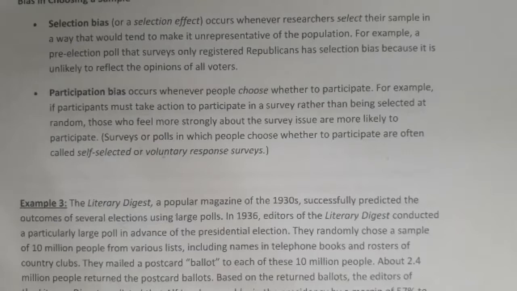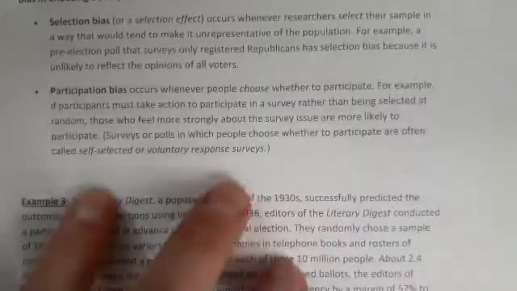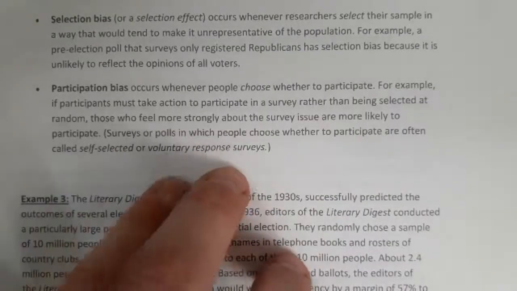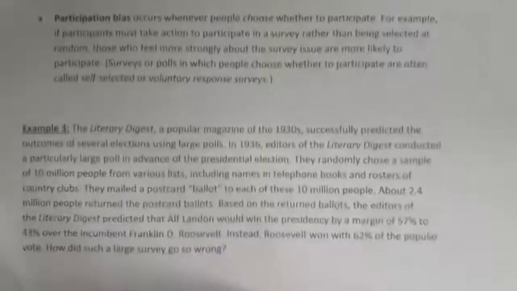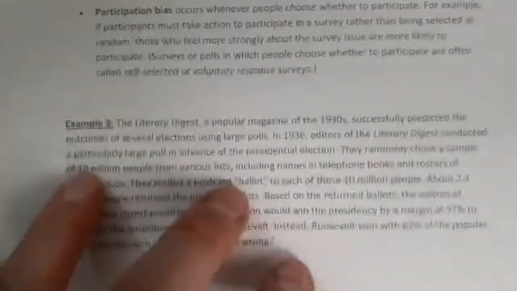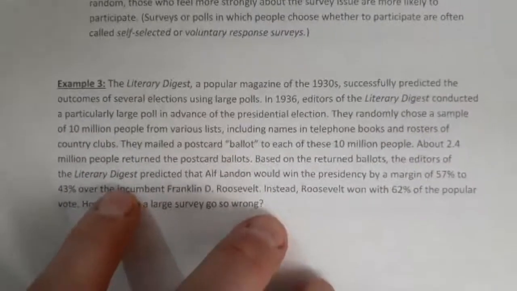So this is the town hall effect, right? You're going to get the people screaming at you a lot more than the people that are apathetic towards what's happening around them, right? Surveys or polls in which people choose whether to participate are often called self-selected or voluntary response surveys. So you're going to get a lot of people that are, not so many busy people here, right? A lot of people that are really bored and have nothing better to do sometimes. Or they're really passionate about the issue. So you get biases within who wants to participate in your study.